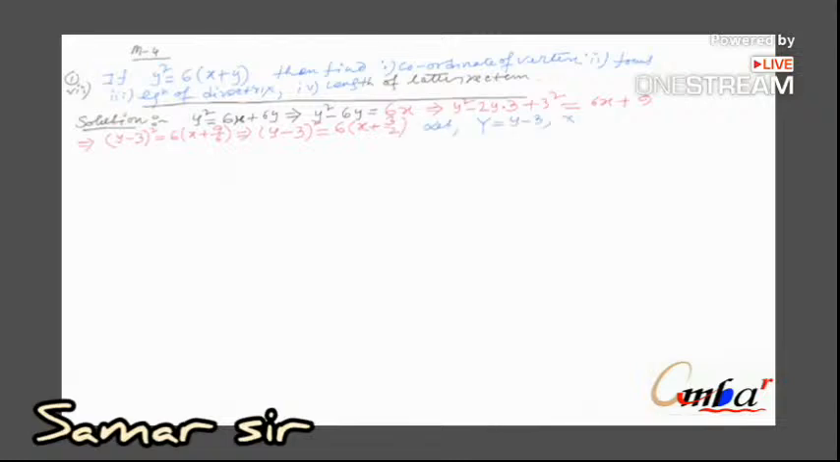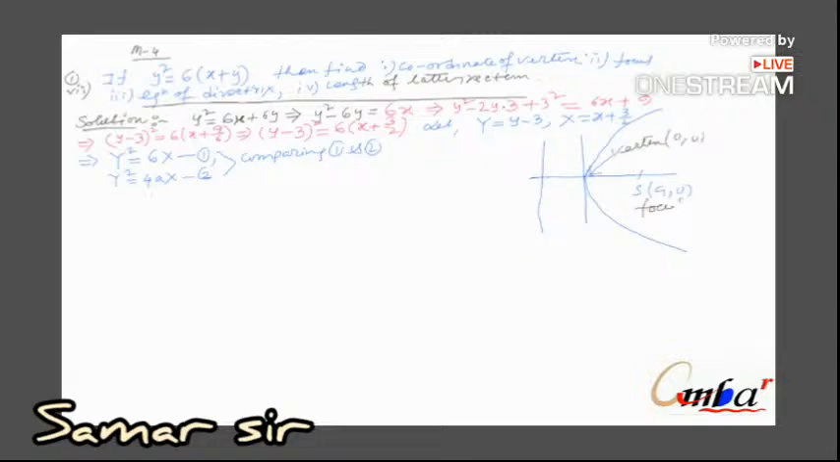Let us assume capital Y equals y minus 3 and capital X equals x plus 3 by 2. Putting these in, we get Y square equals 6X, compared with the equation Y square equals 4aX. So draw this curve. And we can write 4a equals 6, so the length of latus rectum is 6 here. The focus is (a, 0), the vertex is (0, 0), and the equation of directrix is X plus a equals 0. So a equals 3 by 2 here. The length of latus rectum, that is 4a, is 6 units.